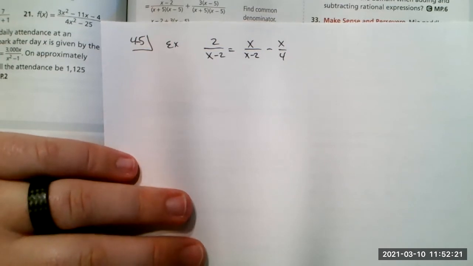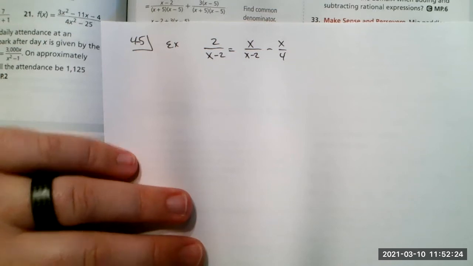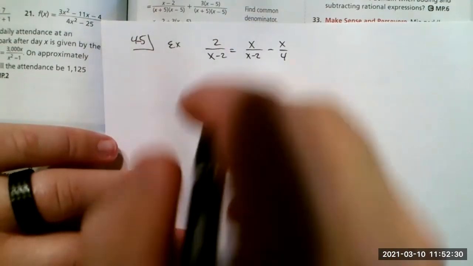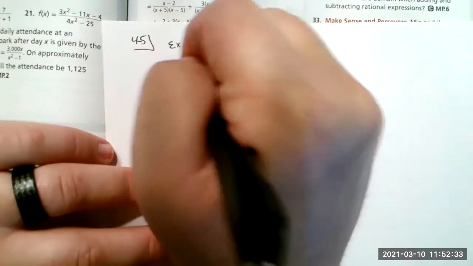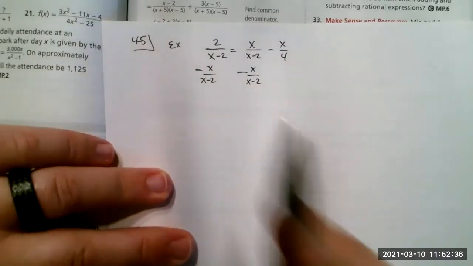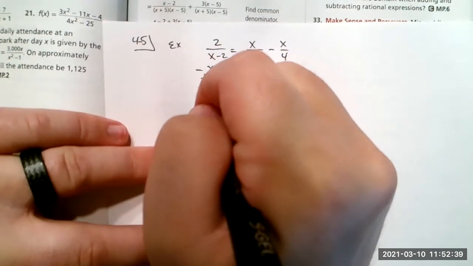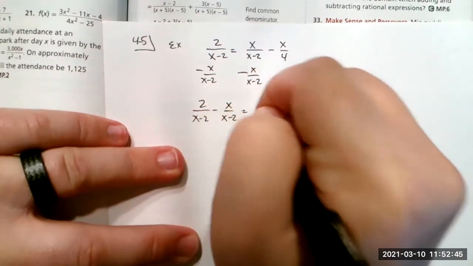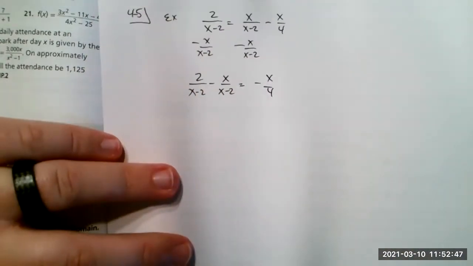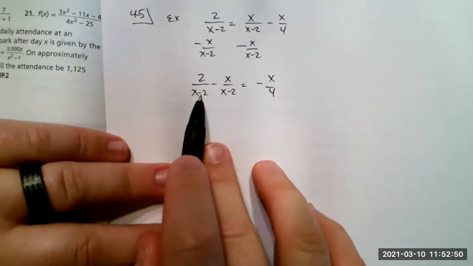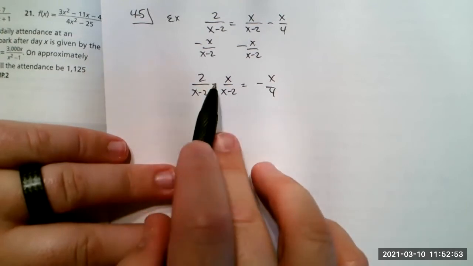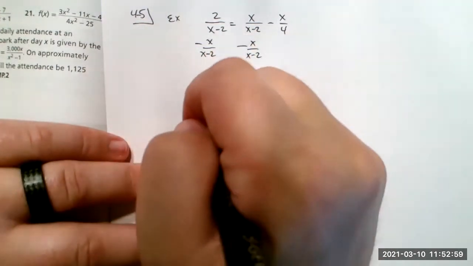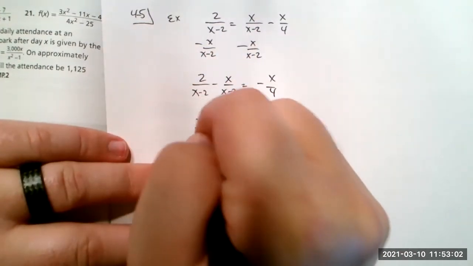The other way I think I'm going to do it is I'm going to go ahead and subtract this term over to the left side. So I'm going to subtract x over x minus 2. So on the left, I'll have 2 over x minus 2 minus x over x minus 2 equals negative x over 4. Now I have common denominators, so I can add these numerators. 2 minus x, I can't combine those, but I'm going to flip them. So that's going to be negative x plus 2 over x minus 2.